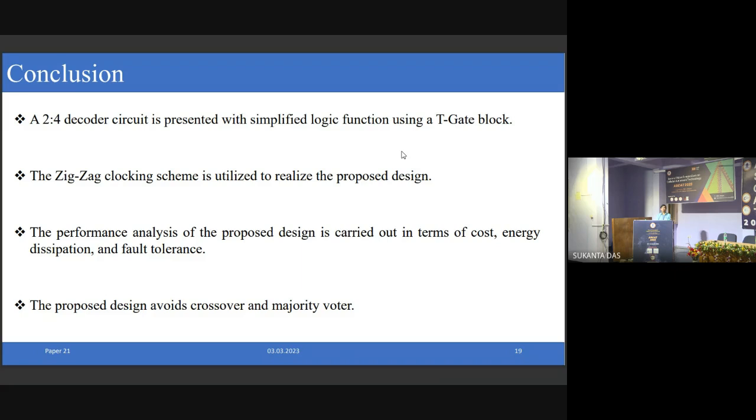Another more important thing is that in our design, we have not used the majority voter. According to previous research, we know that whenever we use a majority voter, it increases the power dissipation. So as a result, the power dissipation of our proposed design is very much less.